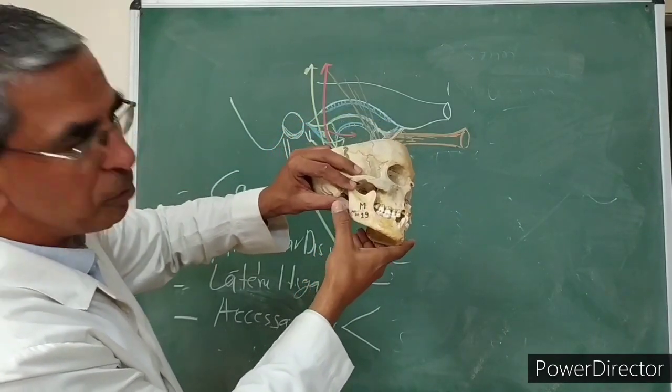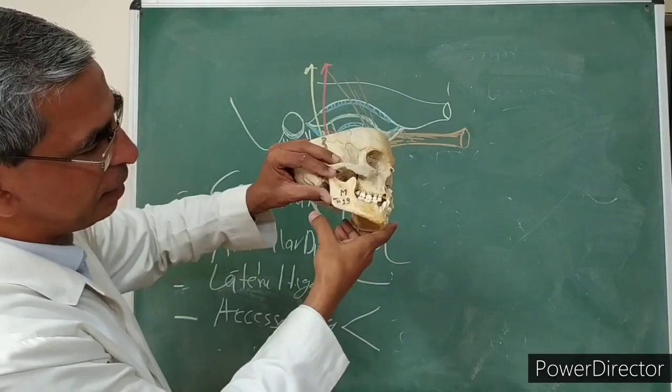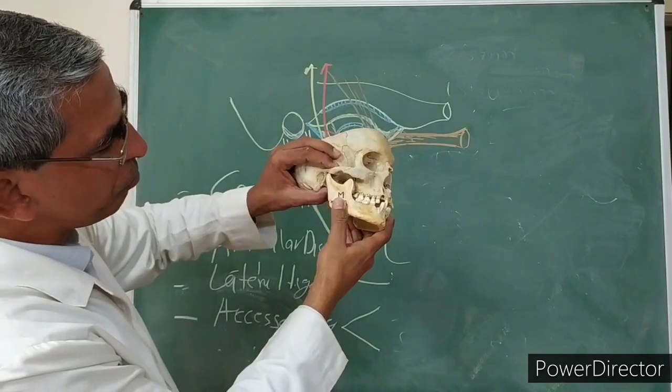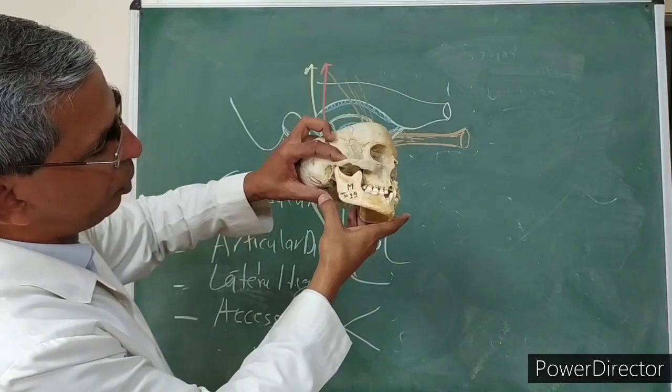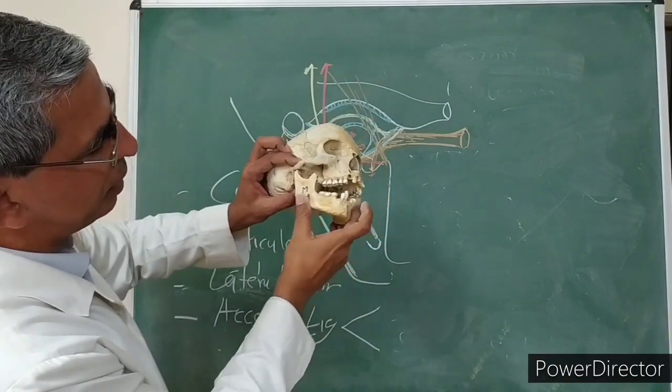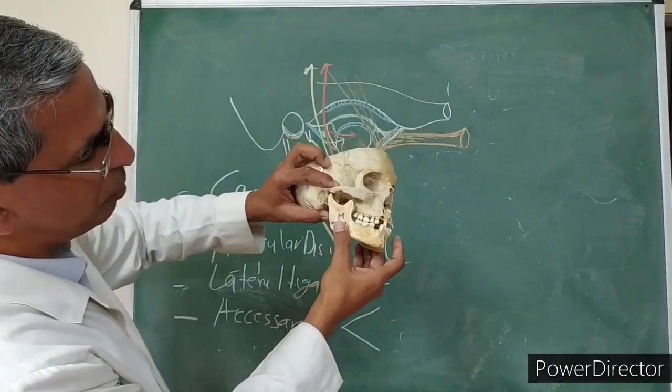Along with the digastric muscle, which also helps here. Clear? And the geniohyoid is also responsible for retraction here. Clear? So these are how the retraction movements are done.